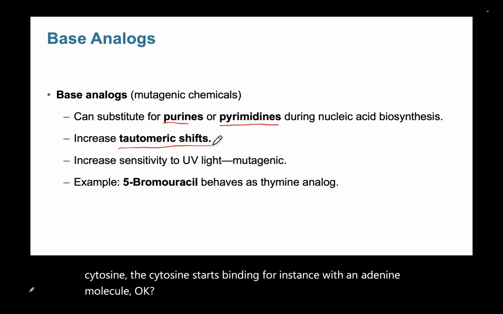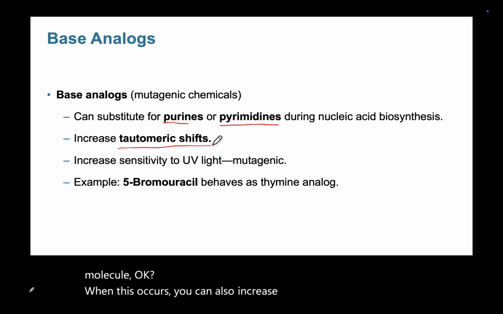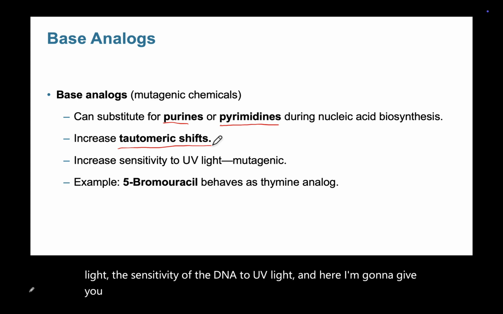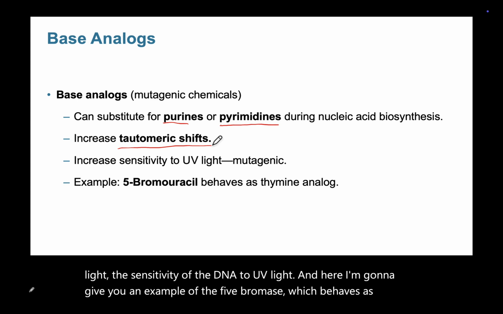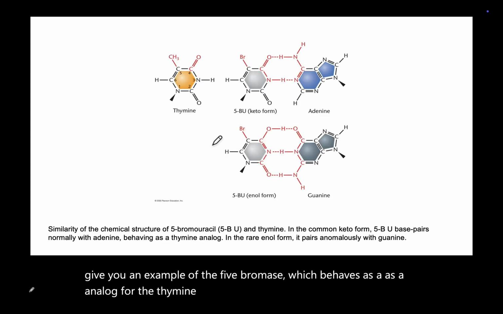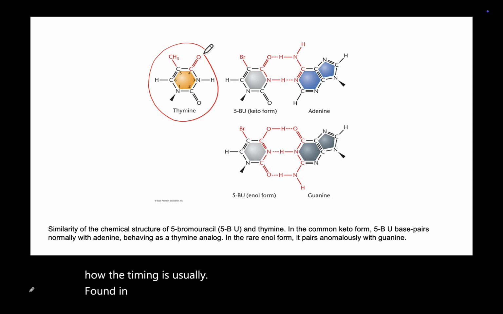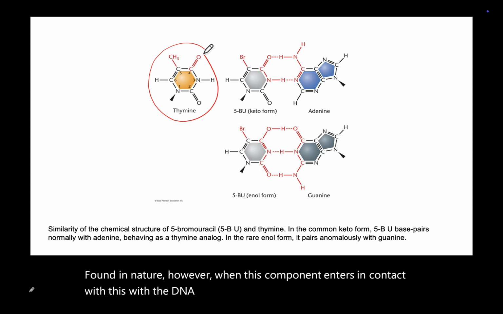When this occurs, you can also increase the sensitivity of the DNA to UV light. Here I'm going to give you an example of 5-bromouracil, which behaves as an analog for thymine. Okay? In this slide, I am showing you how thymine is usually found in nature. However, when this component comes in contact with the DNA, it replaces the thymine.